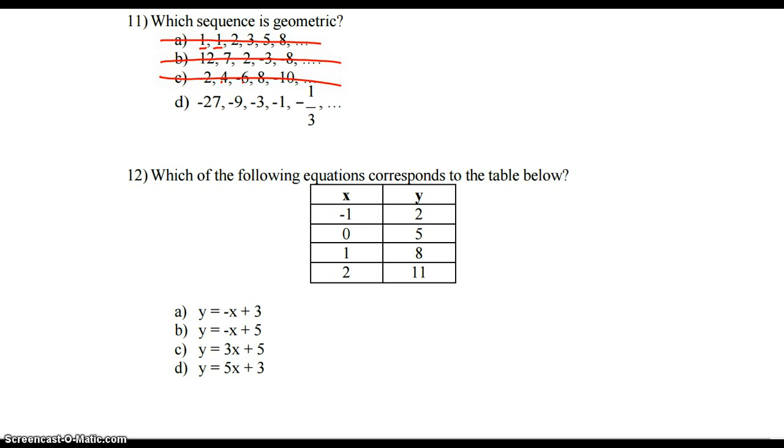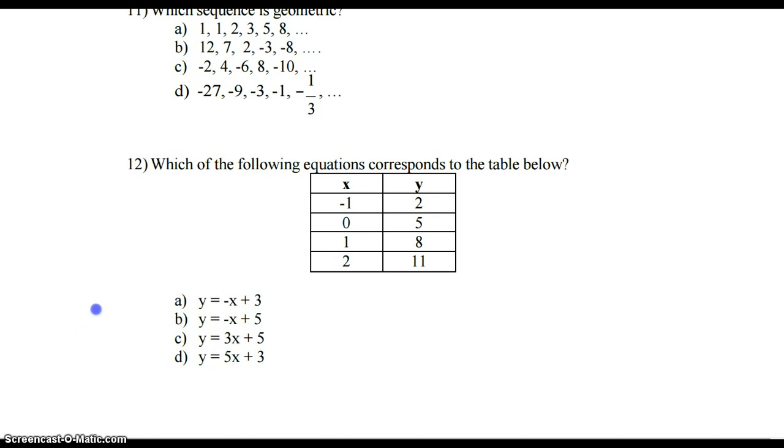And the rule there is it's being divided by 3 each time. So negative 27 divided by 3 gives me negative 9. Negative 9 divided by 3 gives me negative 3, and so forth. So that is the geometric sequence right there.